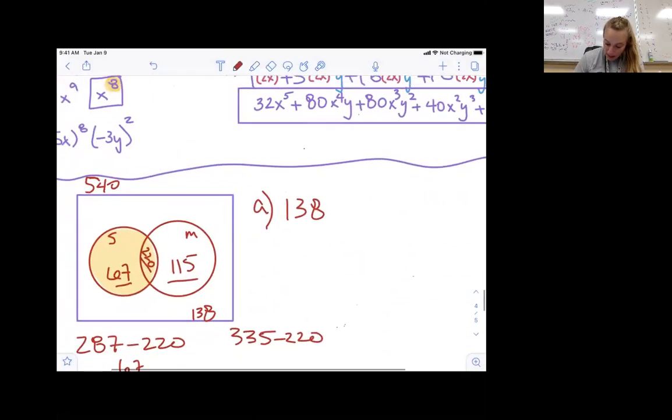Letter B asks, if a senior is selected at random, what's the probability he is only taking math? Okay, so probability is like number of successes over total. So we're going to divide by 540. And it says he's only taking math. So how many kids are only taking math? 115. So 115 divided by 540 should be the probability that this kid that we choose at random in the senior class is taking only math. If you were to do that out, that would be 0.213 or 21.3%.